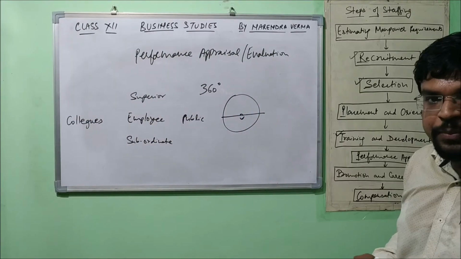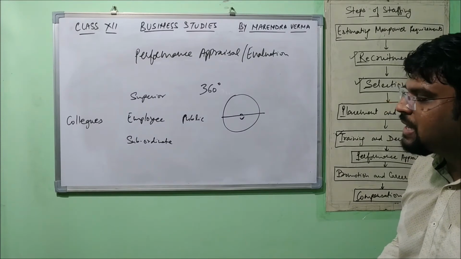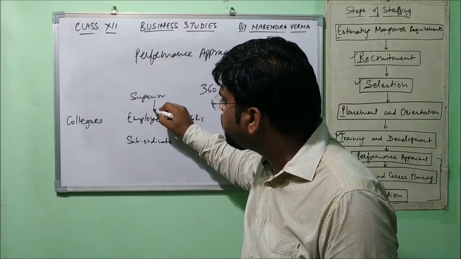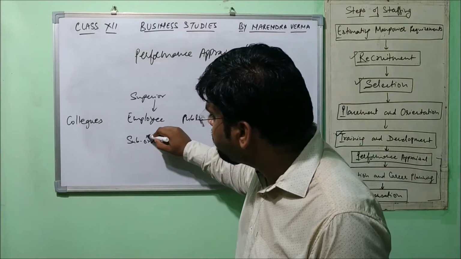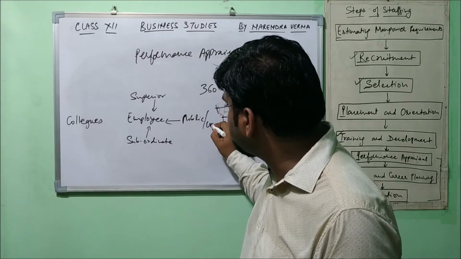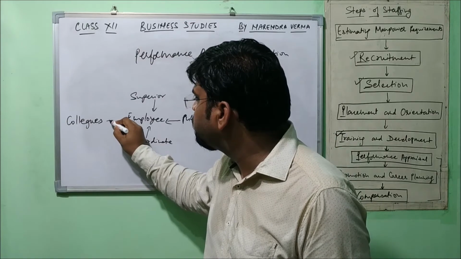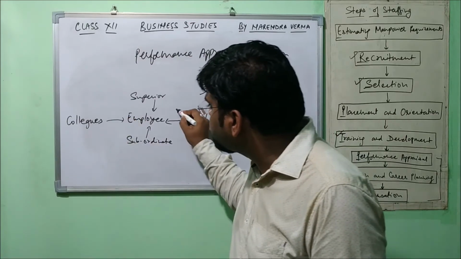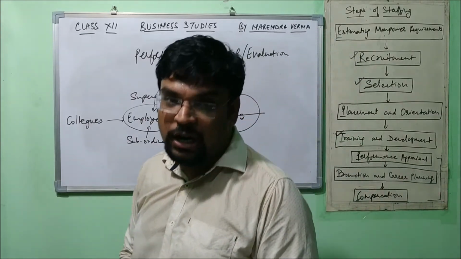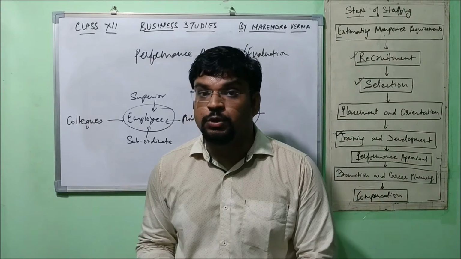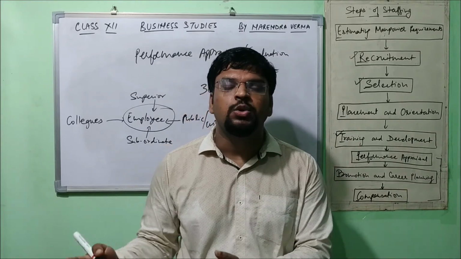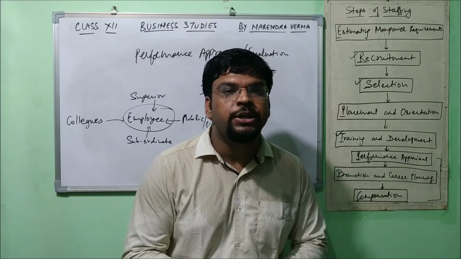Now see, if the organization has set that kind of system, that certain points will be given by the superior, certain points by the subordinate, certain points by the public or customers, and certain points by colleagues, then it will be called a 360-degree appraisal system. Understood? So this is also a way to evaluate the performance. There can be other methods as well that you can study through different sources just to enhance your knowledge.